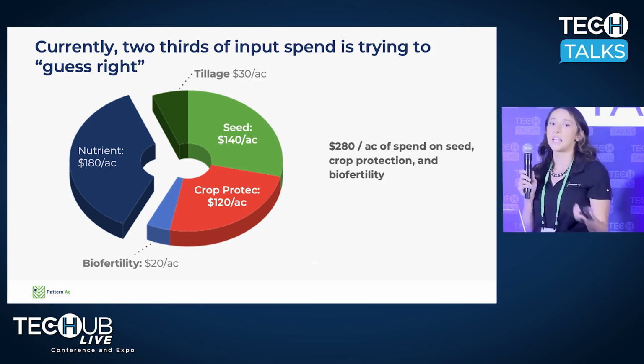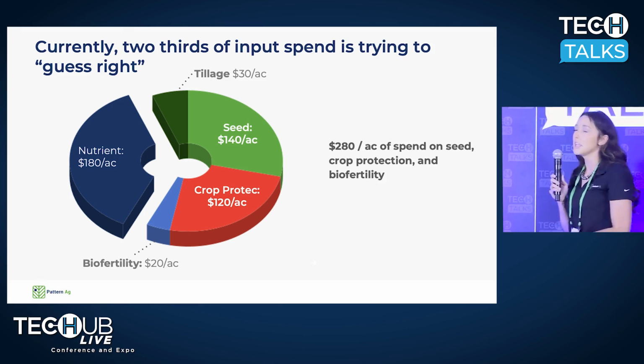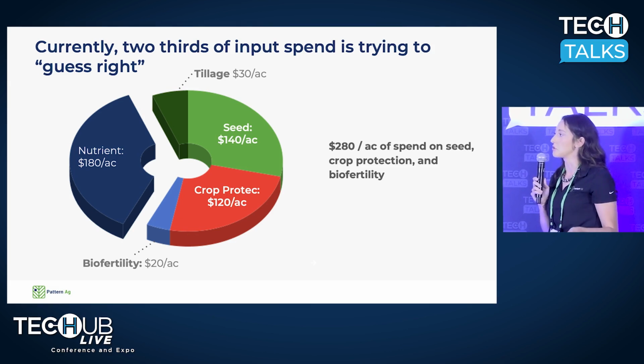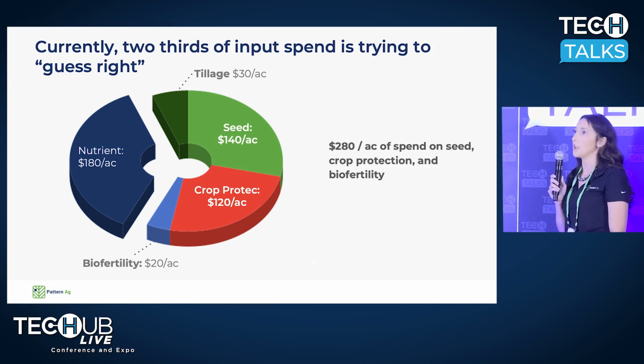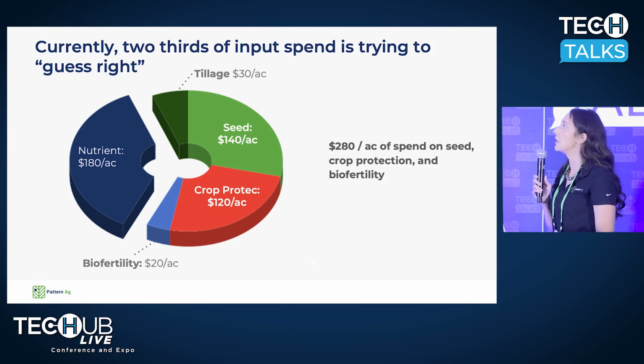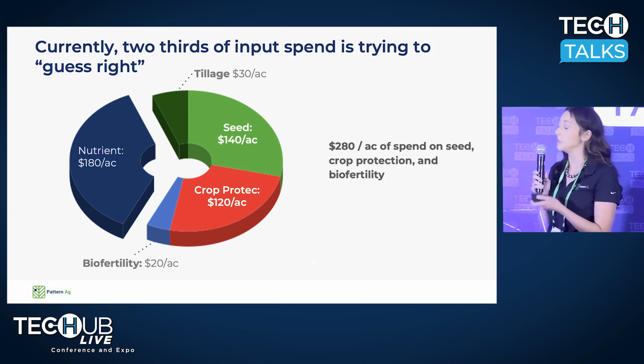So essentially you're kind of guessing. In the spring, you think that you're choosing the right seed trait, chemical trait, and all of that, but come fall, if the harvest isn't what you are expecting, it's about understanding where you can improve your yield.